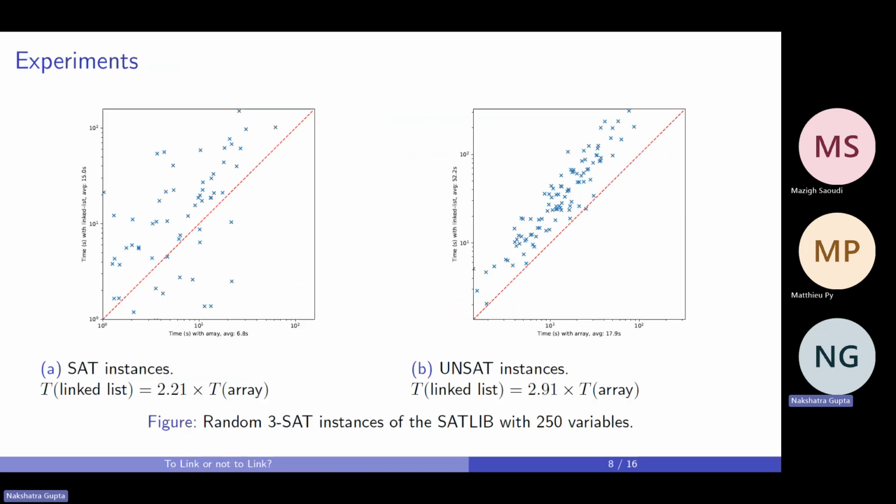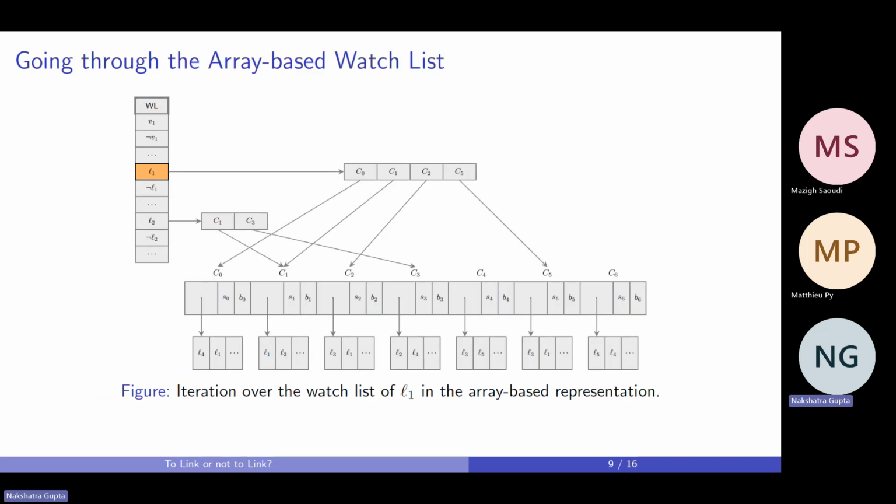Okay, so I wrote this code and I made some experiments, and every point below the red line is better with linked lists. Very promising indeed. So what is that? Well, let's see.